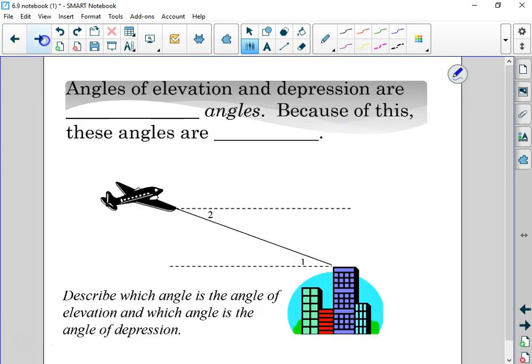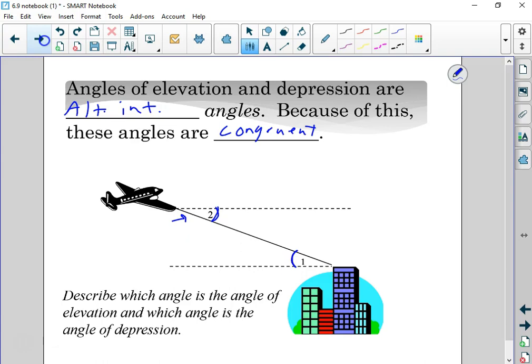And remember, if you ever need to hit pause, just do that. So, angles of elevation and depression are alternate interior angles. Because of this, the angles are congruent. And that is why the angle goes here and not there. The one on the ground is always pretty obvious. But the one up in the sky is where people mess up. So make sure you think about that.